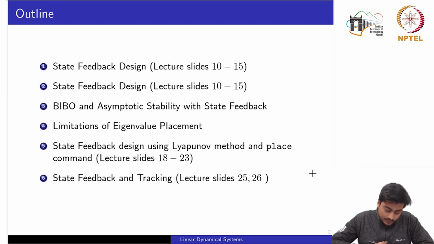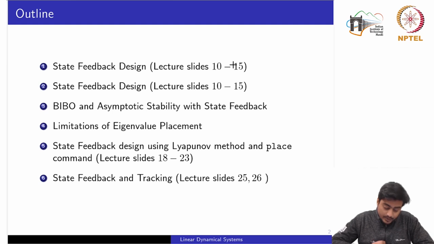The first two problems deal with the different aspects of the state feedback controller design, and these notes you can take from the lecture slides 10 to 15. The third problem will deal with the BIBO and asymptotic stability with the state feedback. These BIBO and asymptotic stability concepts were introduced in week 2 on stability. We will see how they are influenced under the effect of state feedback.